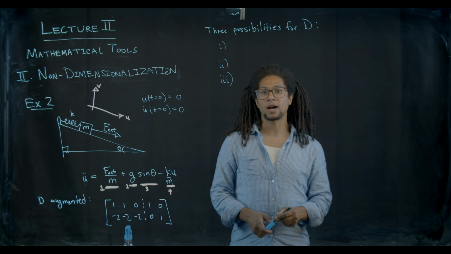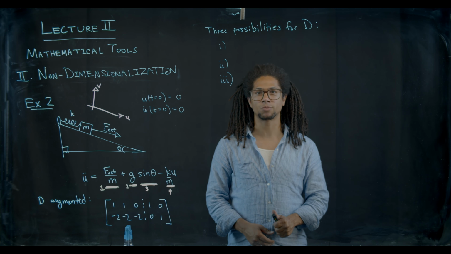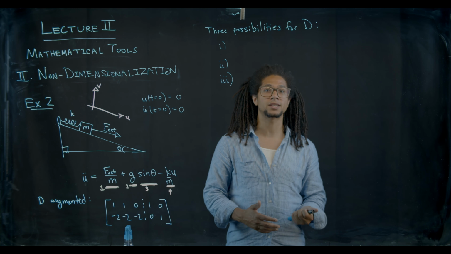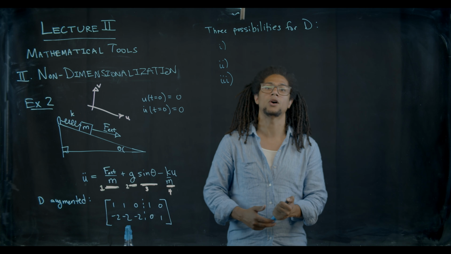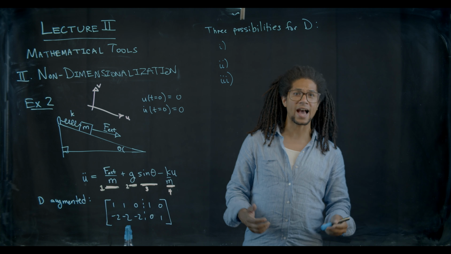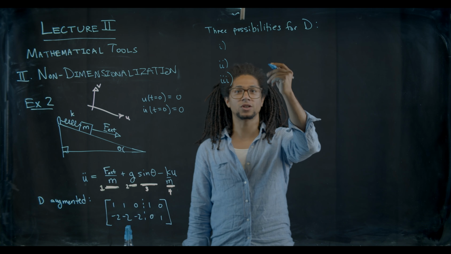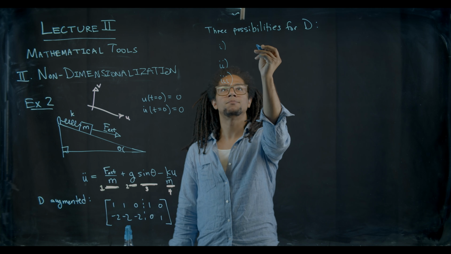These are given to us by what's called the Rouché-Capelli theorem, which you may have learned about in linear algebra, and it just tells us whether or not a system of equations encoded in an augmented matrix has a solution. And if it has a solution, how many it has. All right, so the 3 possibilities for D, I've given specific names.